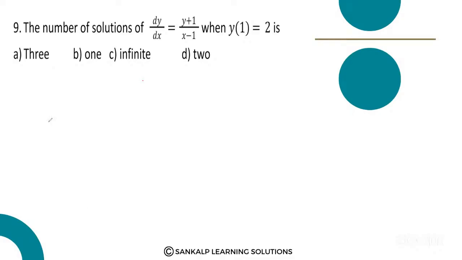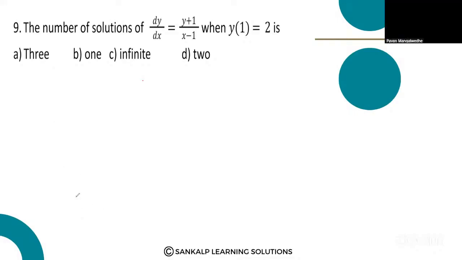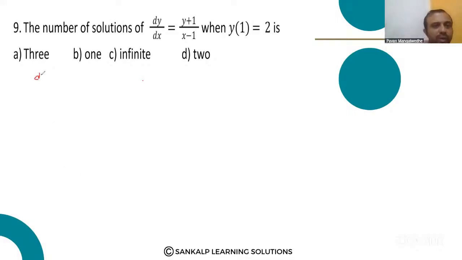So, dear students, let me start with this. dy by dx is equal to y plus 1 upon x minus 1. That is nothing but dy by y plus 1 is equal to dx by x minus 1, by cross shifting, that is, the denominator goes to the numerator. So integrating on both sides.